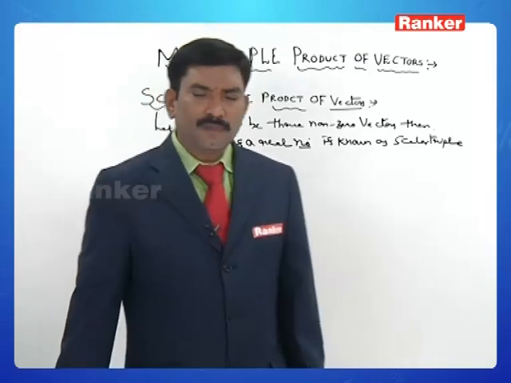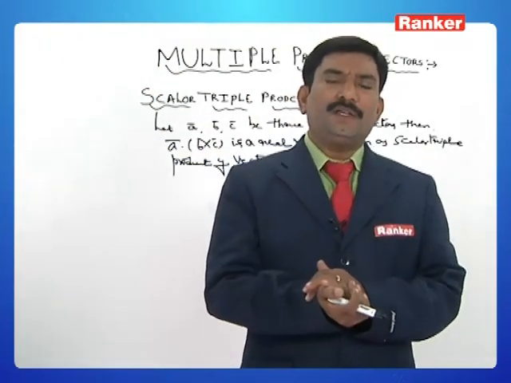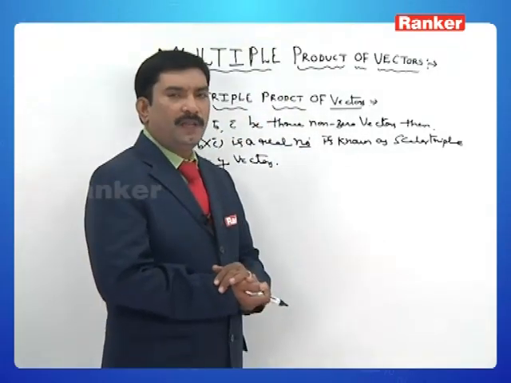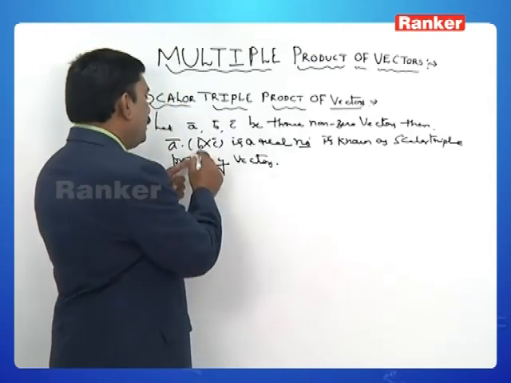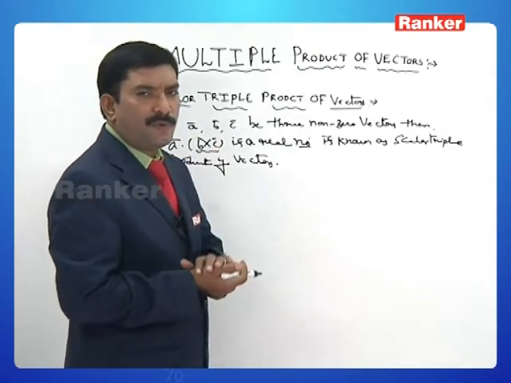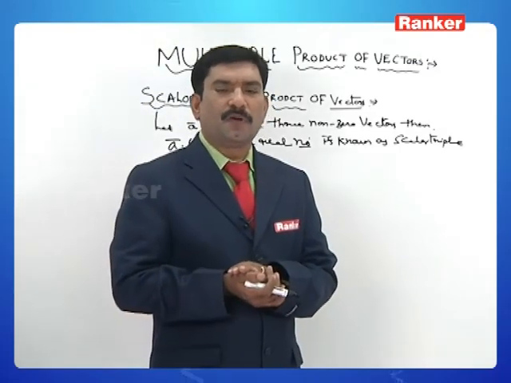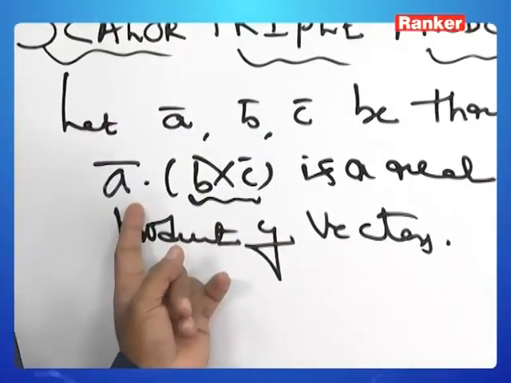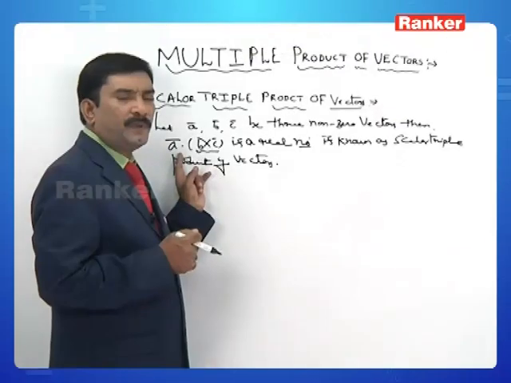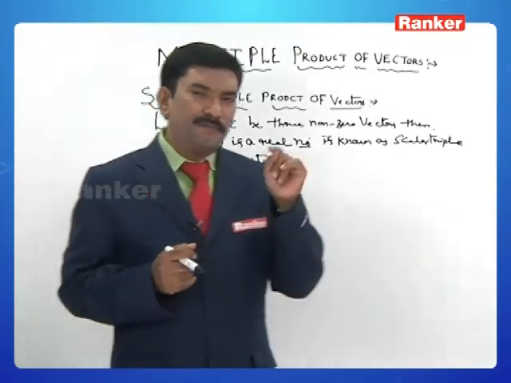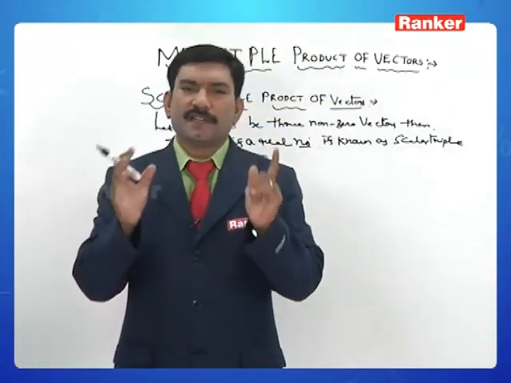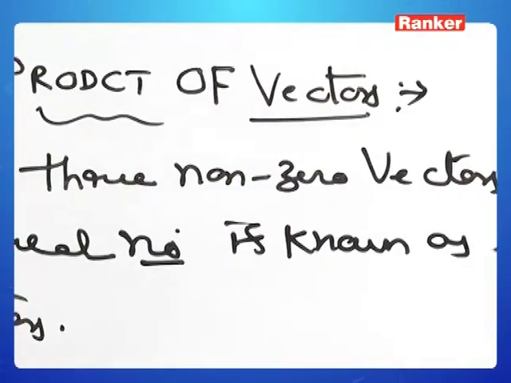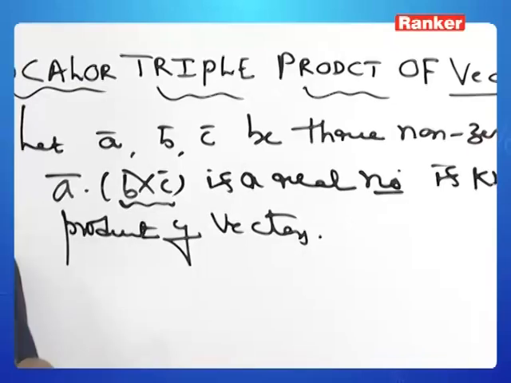Why scalar? Triple product is taking the product between three vectors. Namely, it's a scalar. You can very well observe the cross product of any two vectors is a vector quantity. That vector is taken dot or scalar product with A bar. Therefore, A dot of B cross C is a scalar, not a vector. So A dot of B cross C is a scalar triple product of vectors.